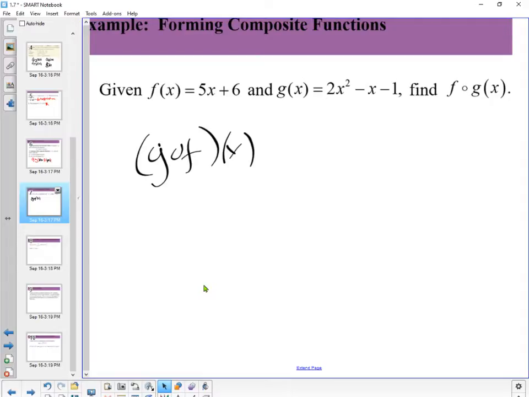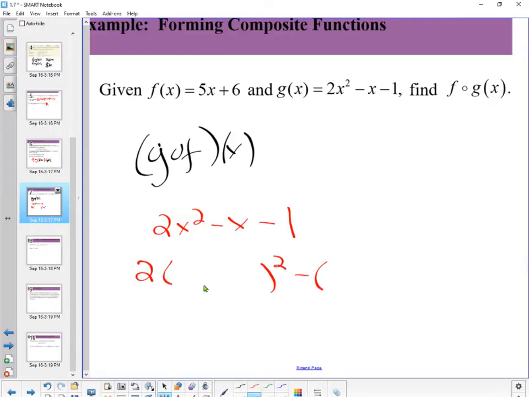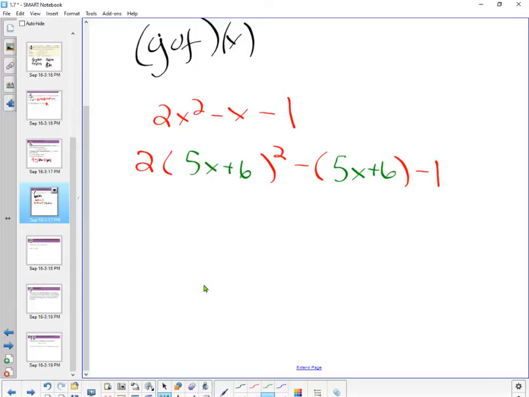What is my main function in this problem? G, my G function. That means it's my 2x squared minus x minus 1. All of my x's will now become a set of parentheses so that I can plug something in. And what am I plugging into this? F of x, plus 6, the f function, which is 5x plus 6. At this point, it's just a matter of simplifying it. So we've got 2 times 25x squared plus, not 30, gotta double that, 60x squared plus 36.